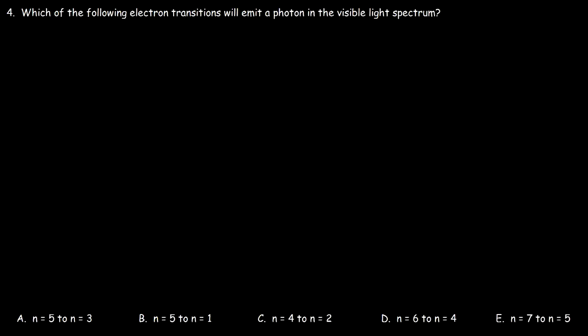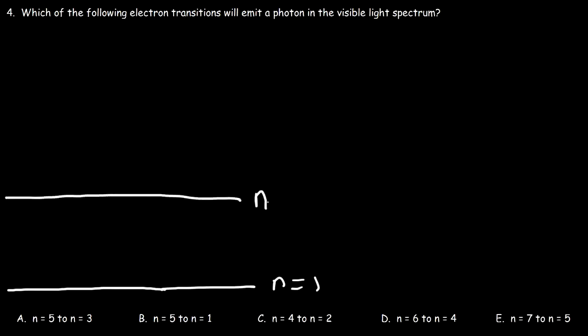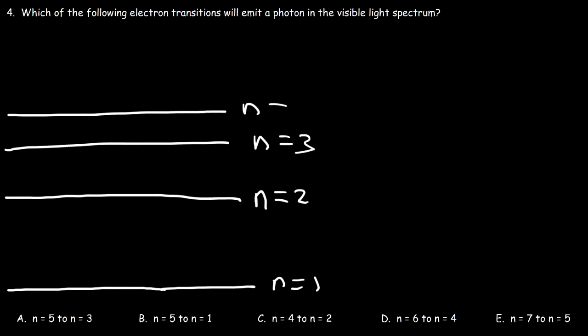Which of the following electron transitions will emit a photon in the visible light spectrum? So how can we find the answer to this question? The only way to do it is just to know your stuff. So let's go over some stuff that you need to know. Just like before, I'm going to draw the different energy levels. So this is going to be the first energy level. Let's call this one the second. And this is going to be the third. And then the fourth. And let's put the fifth here.